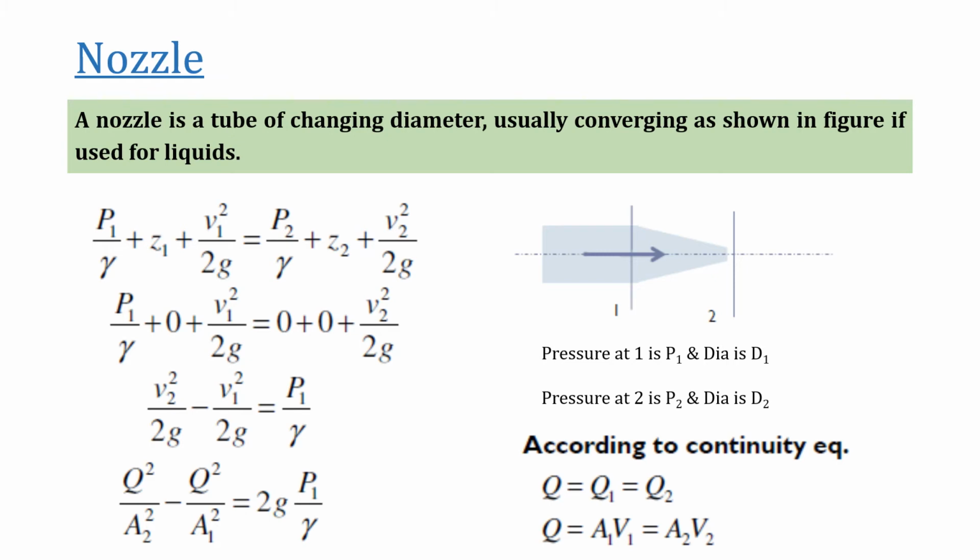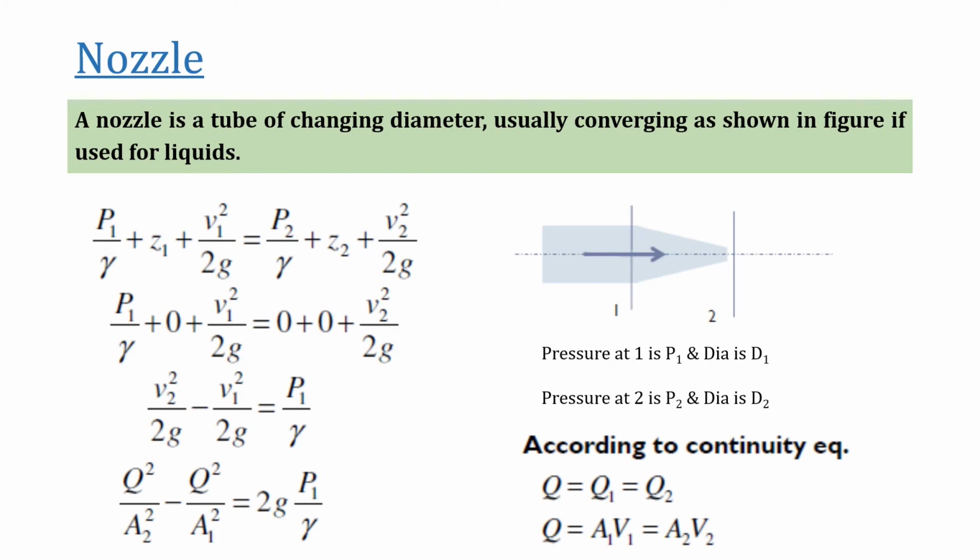Now, as we are taking the center of the pipe as the datum, Z1 and Z2 are equal, or they can be considered equal to 0. Section 2 is open to atmosphere, so it has atmospheric pressure, so the gauge pressure P2 over gamma is 0. Now rearranging the expression, we get V2 square over 2g minus V1 square over 2g is equal to P1 over gamma. We can use the continuity equation, which is discharge Q = A1 V1, which is equal to A2 V2.